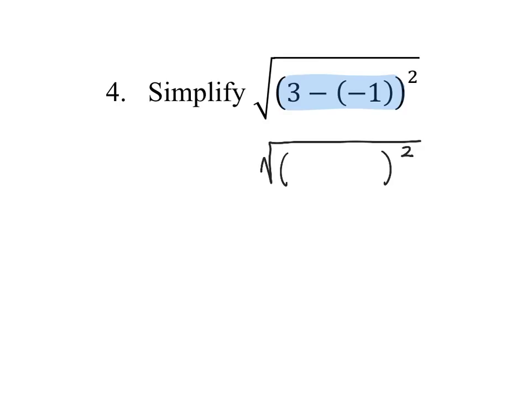3 minus -1 gives us 4, and then we notice we're going to save a little time here, because the square and the square root are inverses of one another, and they will cancel each other out. And that means that the square root of 4 squared is just 4.